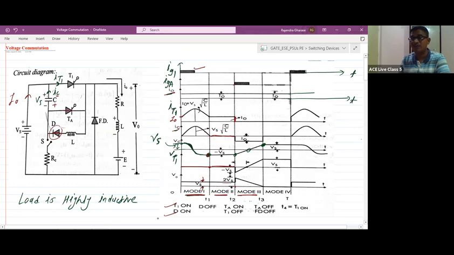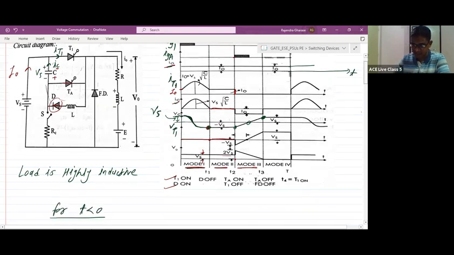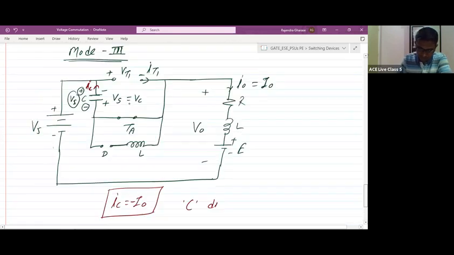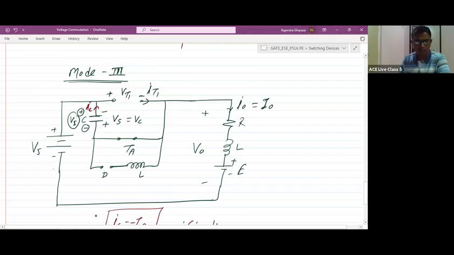Next, what about the Vt1 waveform? Here Vt1 means this waveform. Can we say that the voltage across the capacitor will appear as a reverse voltage for thyristor T1? The capacitor voltage is minus here, plus here, this is Vc. So the minus of the capacitor is appearing at the anode of the SCR, and plus is appearing at the negative terminal of the SCR. That's why Vt1 is minus Vs.